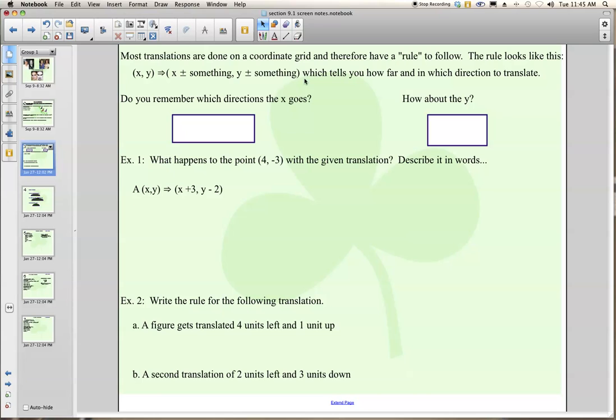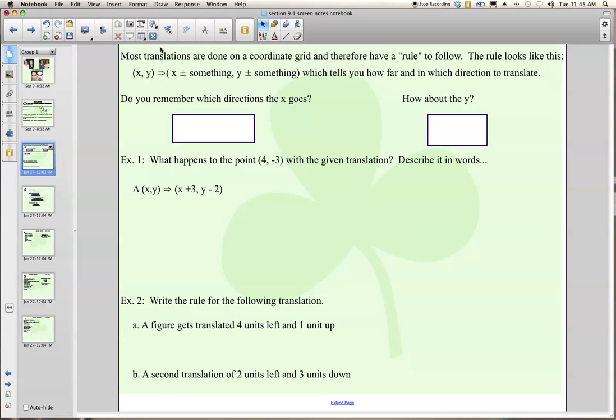All of our rules, and we're going to use rules with rotations and reflections as well, are written in what's called rule notation, which means you start with the idea that everything is made up of x and y coordinates. So every coordinate, every piece of our object has an x and y coordinate that goes with it. The arrow infers that you are moving it, and then the rule itself tells you how to move it.